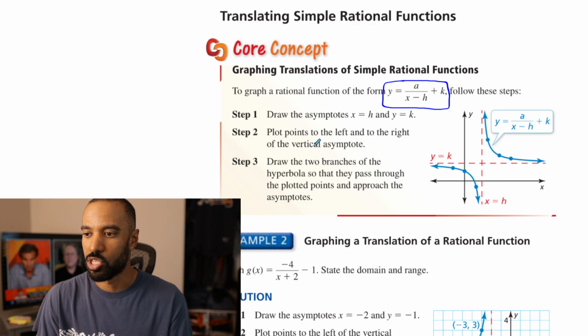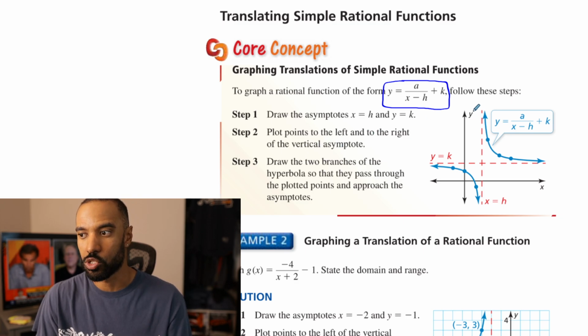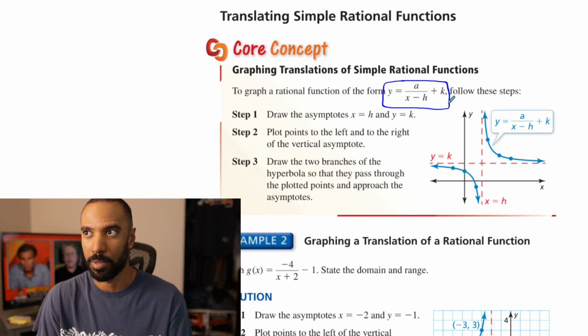Plot the points to the left and to the right of the vertical asymptote. I do agree as well. The way I'm going to be doing it is the same as you saw in the previous problem. This will basically be my new origin, and I'll divide my a values by 1 and 2 and things like that as I go this way. However many units I go to the right and left of my vertical asymptote is what you're dividing a by.